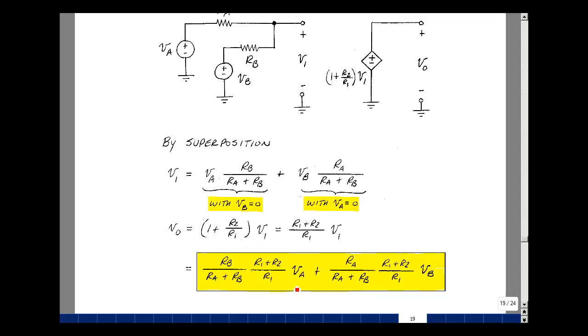So now V out is in terms of V sub A and V sub B. I'm able to add these two voltages together, but now times two different scalars. So I can do any kind of a summation that I want to. And this is supplemental problem 315, a positive summer.